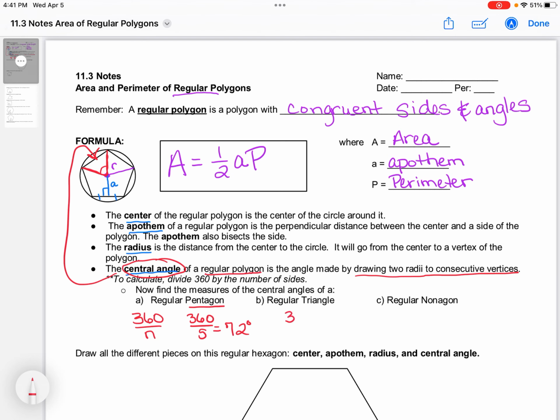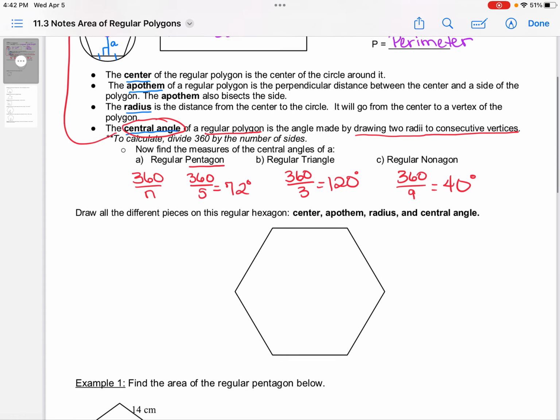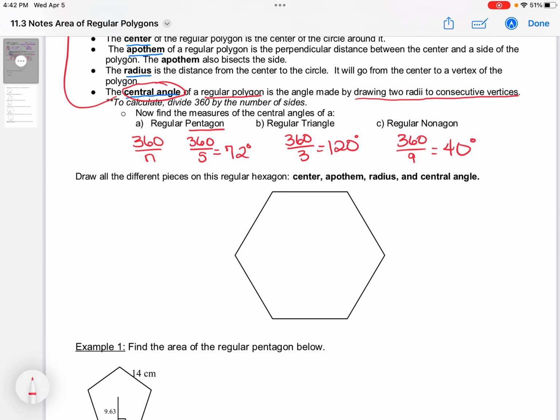All right, so a regular triangle has 3 sides. So we're going to have 360 divided by 3, which is 120. And a regular nonagon has 9 sides. So we have 360 divided by 9, which is 40 degrees. So it's relatively easy to find the central angle. And then we're going to show all the different ways we can find the other things that we need.